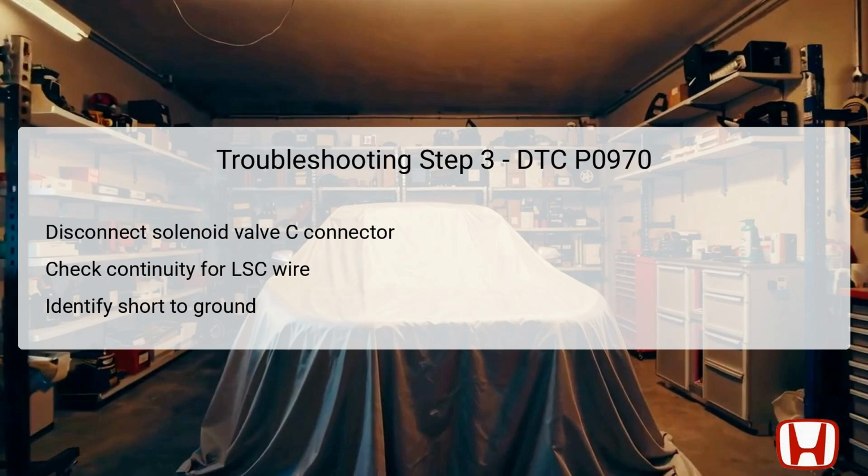If continuity is detected, it's indicative that there is a short between the LSC wire and body ground, necessitating repairs. Conversely, if no continuity exists, then the LSC wire is likely to be in good condition, suggesting that the AT clutch pressure control solenoid valve C may be faulty. This targeted approach can effectively streamline the diagnostic process.